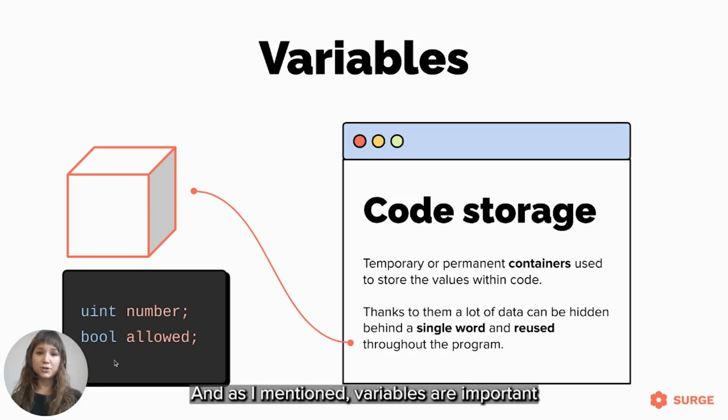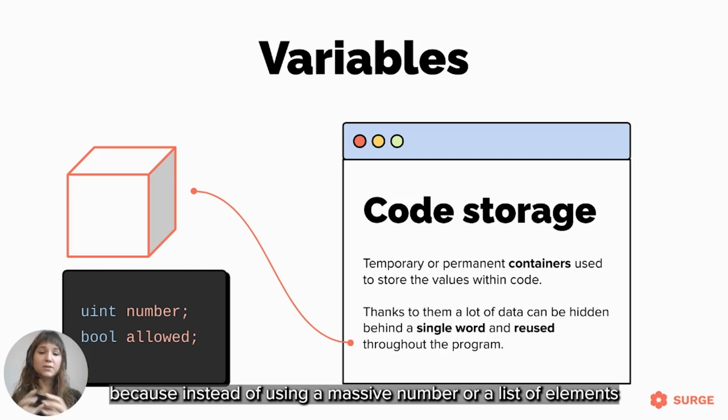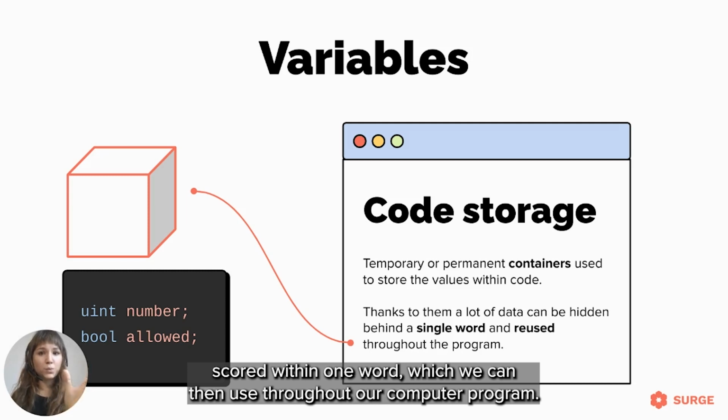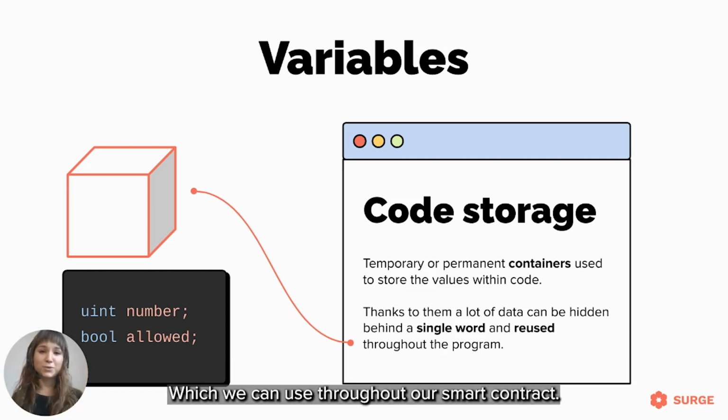And as I mentioned, variables are important so that we can actually reuse them later on in the code. It makes the code cleaner and more efficient because instead of using a massive number or a list of elements, or a really, really long string of characters, we can just have it stored within one word, which we can then use throughout our computer program, which we can use throughout our smart contract.